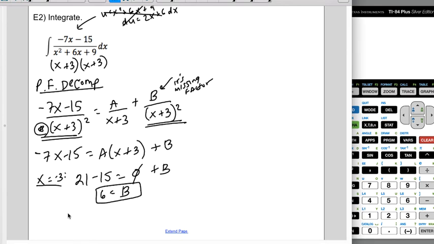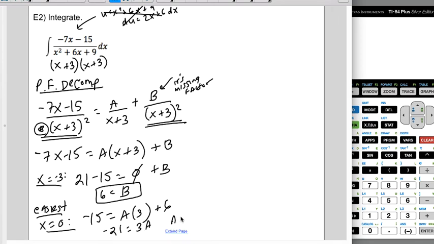Now that I know b, it literally doesn't matter. I'm just going to pick the easiest x that I haven't chosen yet, which is 0. It's not going to knock anything out, but I already know b, so it doesn't need to. I'm going to get negative 15 equals a times 3 plus 6. So I get negative 21 is 3a. I get a is negative 7. So now I know a and I know b. So a is negative 7 over an x plus 3, and b is 6 over an x plus 3 quantity squared.